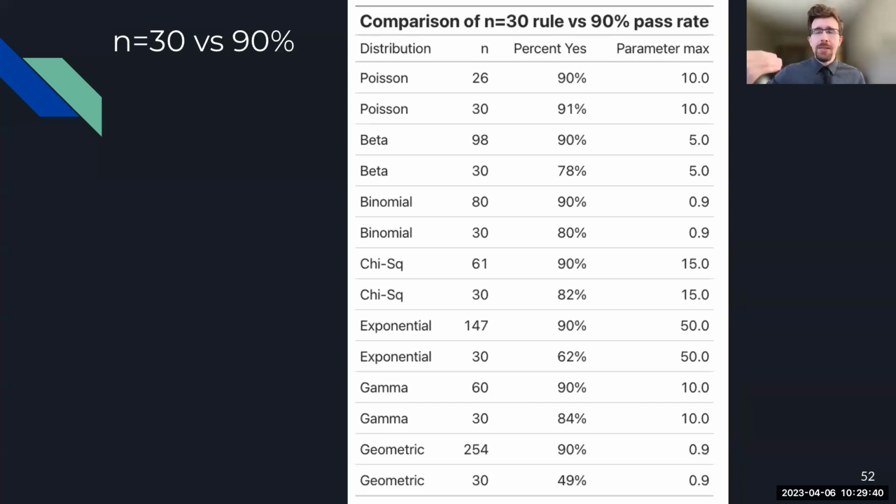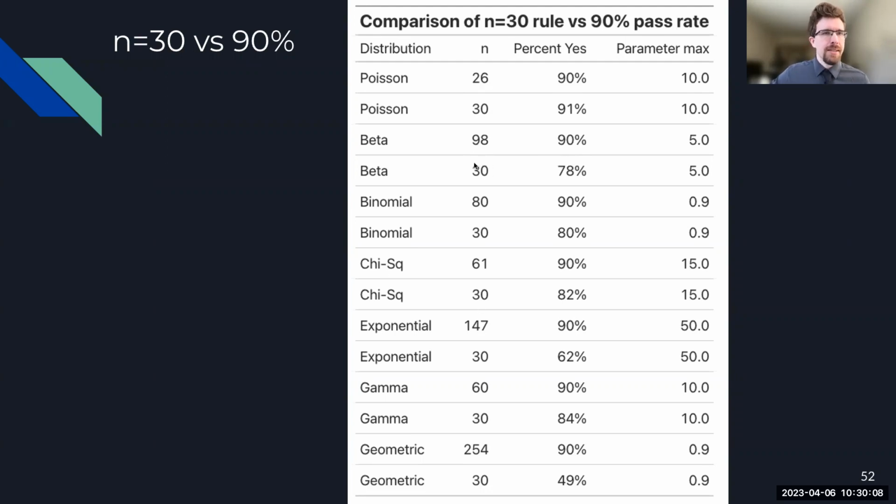You have an n equal to 30 rule of thumb versus the 90% pass rate. So you're comparing n at the 90% pass rate as the first row, and then n equal to 30 with its corresponding pass rate in the second row. And this is just reminding you of the parameters that we used. So this has a few interesting things to talk about pretty briefly. We mentioned a couple of these n values.